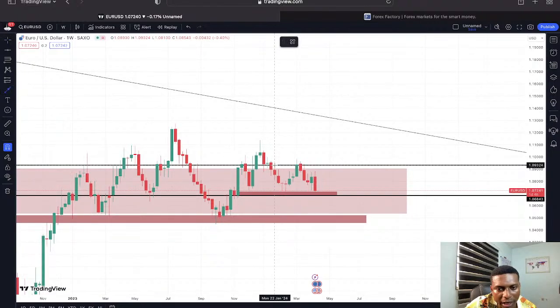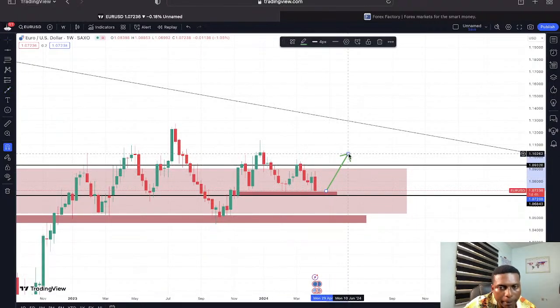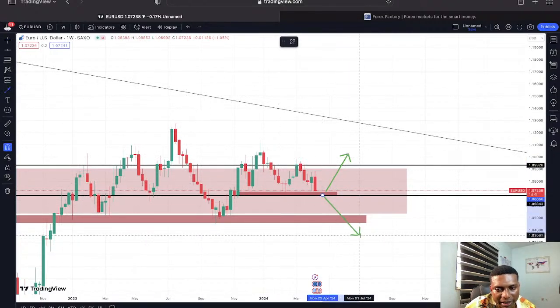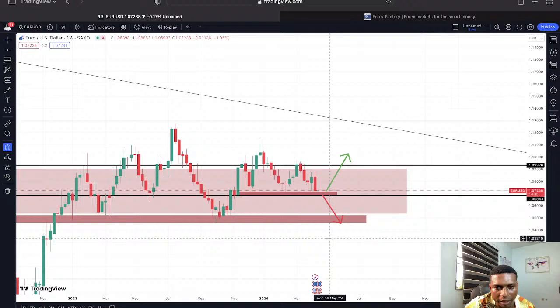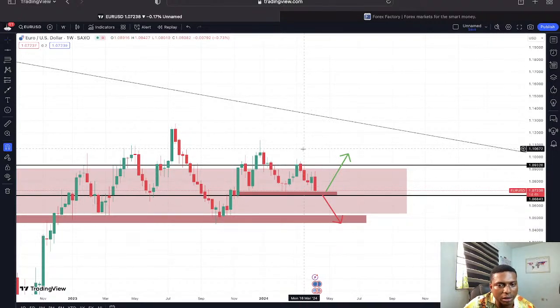From this region here, we might see a buy, and from that same region we might see a sell off. All right, it is very very important.